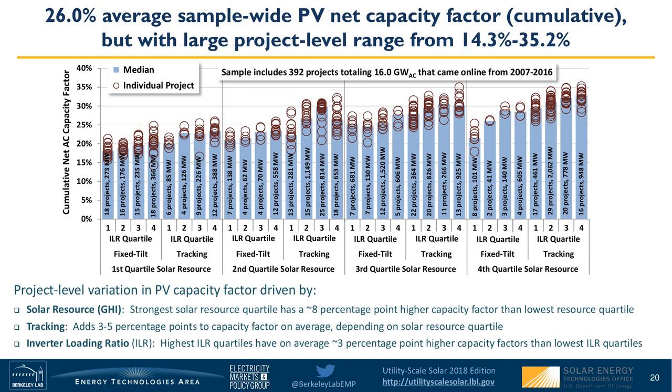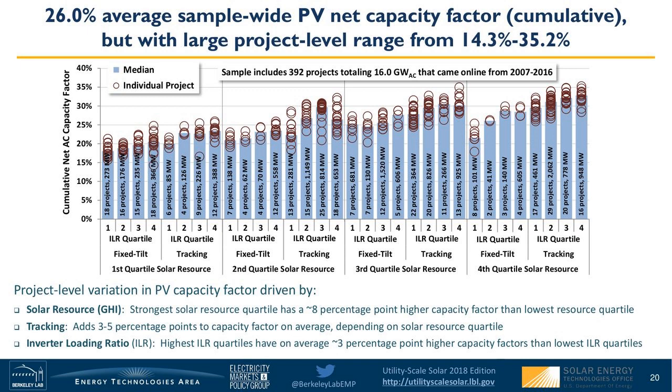So I want to turn now to capacity factors. On this graph, you see cumulative capacity factors for nearly 400 projects totaling 16 gigawatts of AC capacity that was installed over the past decade, going back through 2007. Because we need a full year of data to calculate capacity factors, this sample does not include any projects built in 2017. The sample ends with 2016 projects.